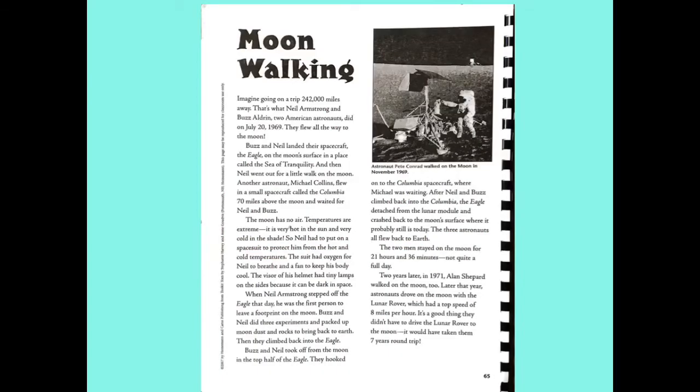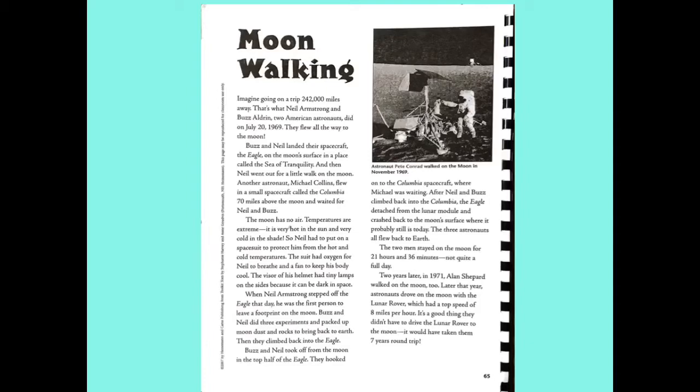We are now going to read an article titled Moonwalking. We're going to read the article first, then we are going to answer questions that require a literal response. Here we go. Imagine going on a trip 242,000 miles away. That's what Neil Armstrong and Buzz Aldrin, two American astronauts, did on July 20th, 1969. They flew all the way to the moon.